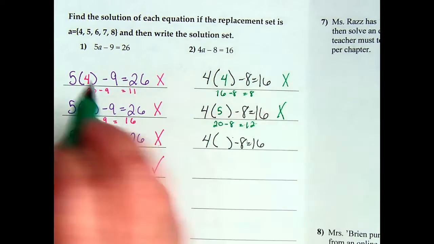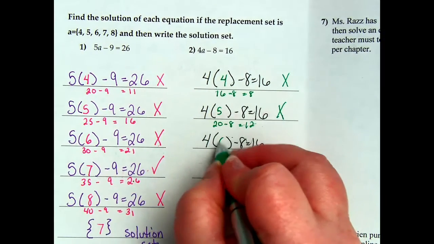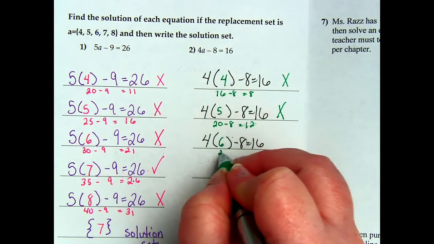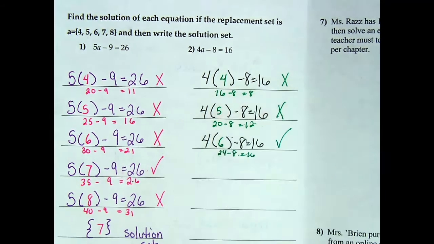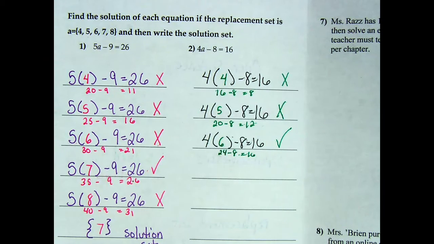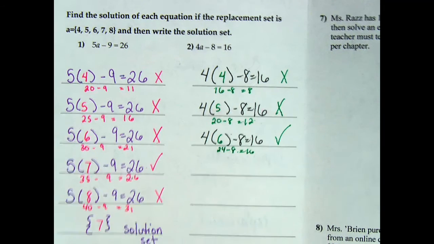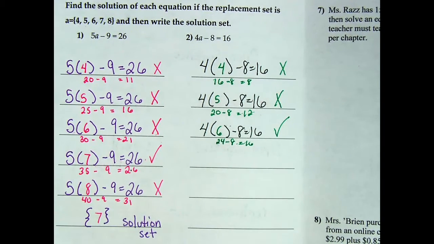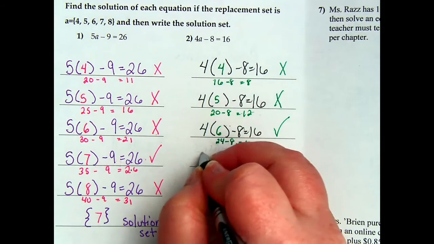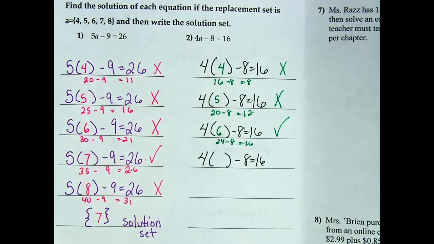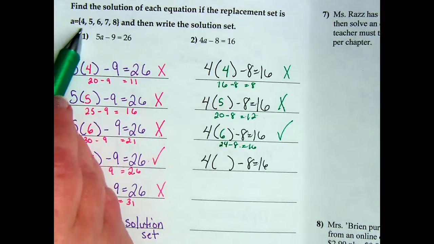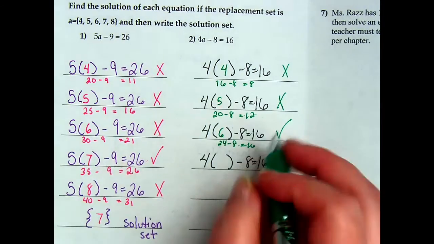My next number is 6. 4 times 6 is 24. 24 minus 8 is 16. That is a solution. I do not stop because there could be other solutions. I keep going, and I must have an equation for every number in my replacement set.